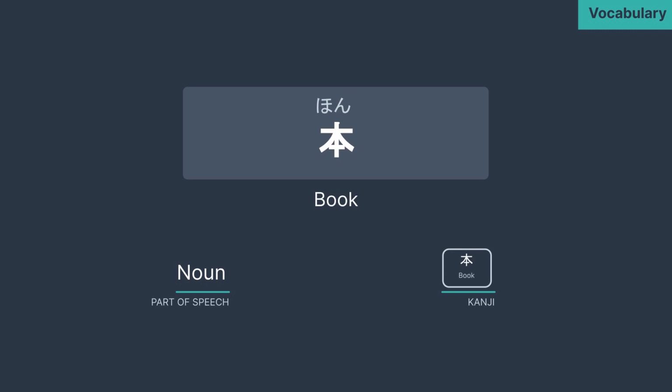The third word is hon, which means book. Just like the previous word mizu, this word is also a kanji by itself. Unlike mizu, this word uses the onyomi reading of the kanji. Although most words which contain only one kanji use the kunyomi reading, there are a lot of exceptions such as this one, which use an onyomi reading instead. Japanese is full of fun little exceptions like this.